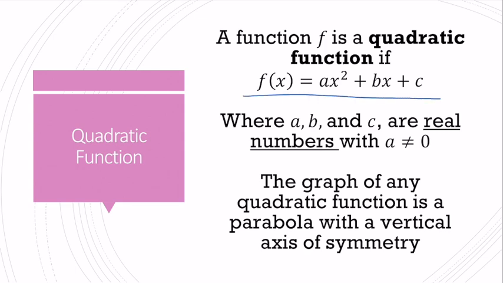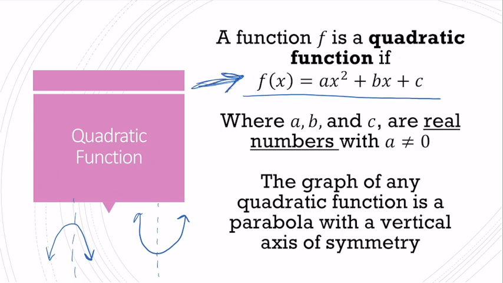And like I said before, at the beginning of this module, the graph of any quadratic function is a parabola with a vertical axis of symmetry. It's always going to look like a parabola, and it's always going to have a vertical axis of symmetry as long as it's in this form.